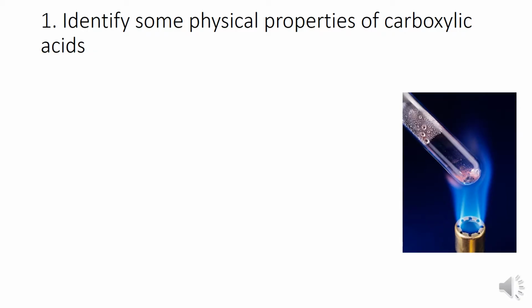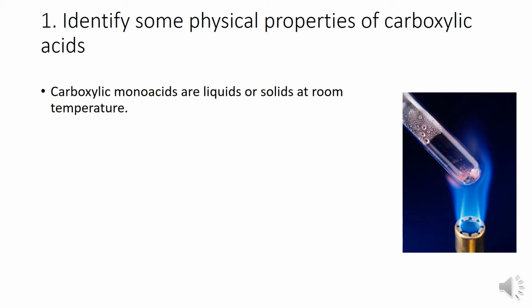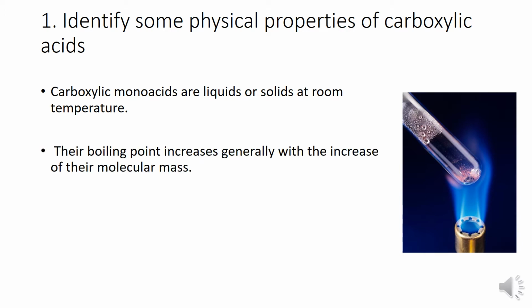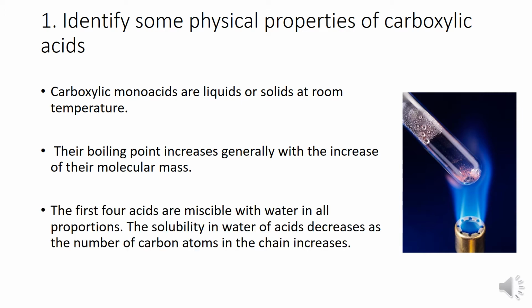Let us begin with the first objective, identify some physical properties of carboxylic acids. The first one, carboxylic monoacids are liquids or solids at room temperature. The second property is that their boiling point increases generally with the increase of their molecular mass. The third one is that the first four acids are miscible with water in all proportions.